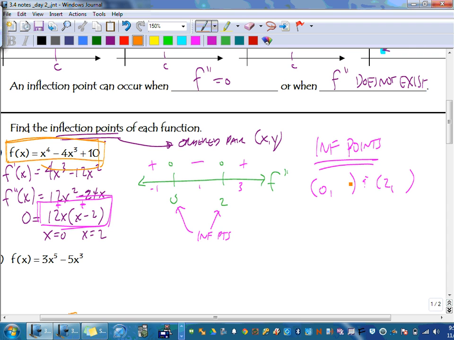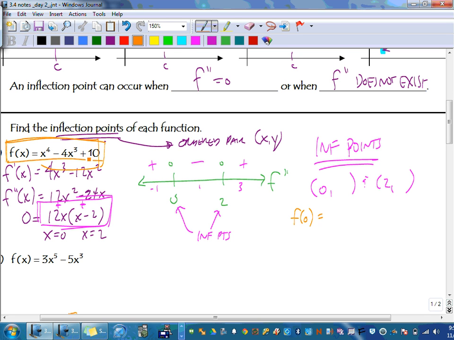Here we're just finding points on the original graph. So we're going to plug these x values into the original function. If we wanted to find the concavity, we're going to plug things into the second derivative. If we want to find out if the function's increasing or decreasing, we'd use the first derivative. So it all depends on what you're looking for.